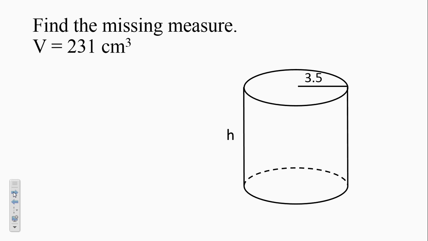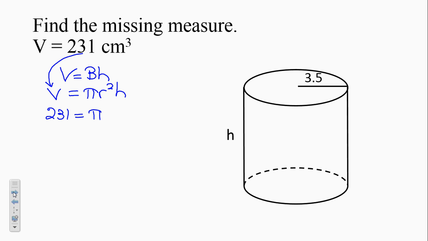So, what's the formula for volume? V equals the area of the base times the height. And what's the area of a base for a circle? Pi r squared. So V equals pi r squared h. They told us the volume, so we're going to plug that into V. We know pi. We know our radius is 3.5, and we're going to square that, and we don't know the height. So we're going to take the 3.5 squared, which is 12.25. So 12.25 times pi times h equals 231.